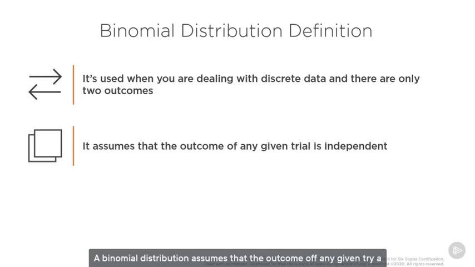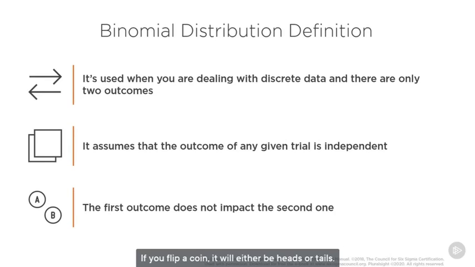A binomial distribution assumes that the outcome of any given trial is independent of the outcome of another trial. If you flip a coin, it will either be heads or tails. If you flip it again, it will be heads or tails, with a 50% probability for either outcome. It doesn't matter what happened with the first flip of the coin.